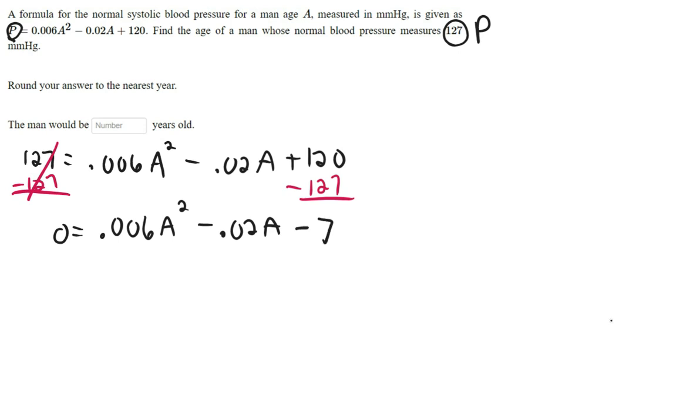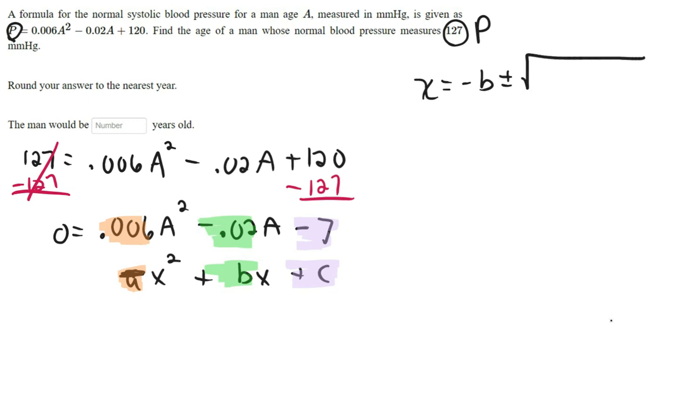And now you have this in the form of a quadratic, which is ax squared plus bx plus c. The a is the 0.006. The b is the negative 0.02. And the c is the negative 7. And that goes in the quadratic formula, which is x equals negative b plus or minus the square root of b squared minus 4ac, all over 2a.